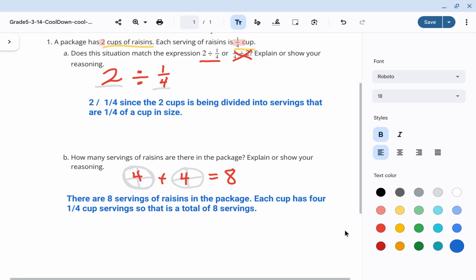Okay, so now I have given my explanation. There are 8 servings of raisins in the package. Each cup has 4 1/4 cup servings, so that is a total of 8 servings. Boys and girls, this finishes up our lesson 14 cool down.